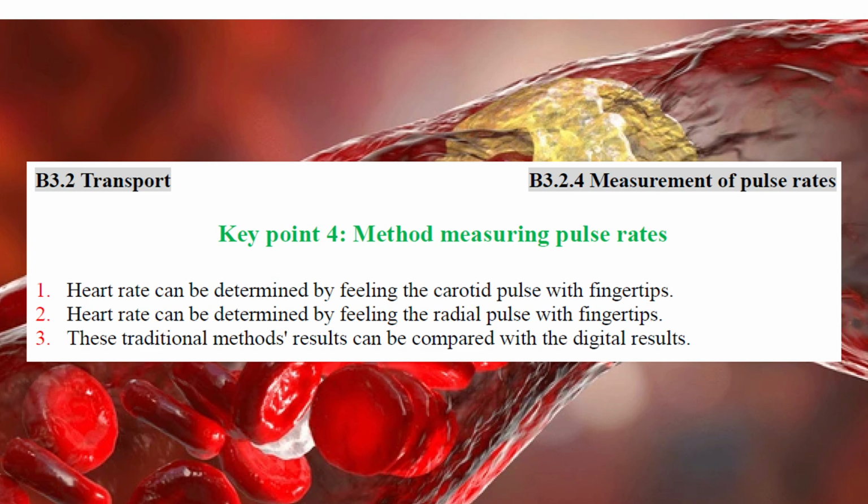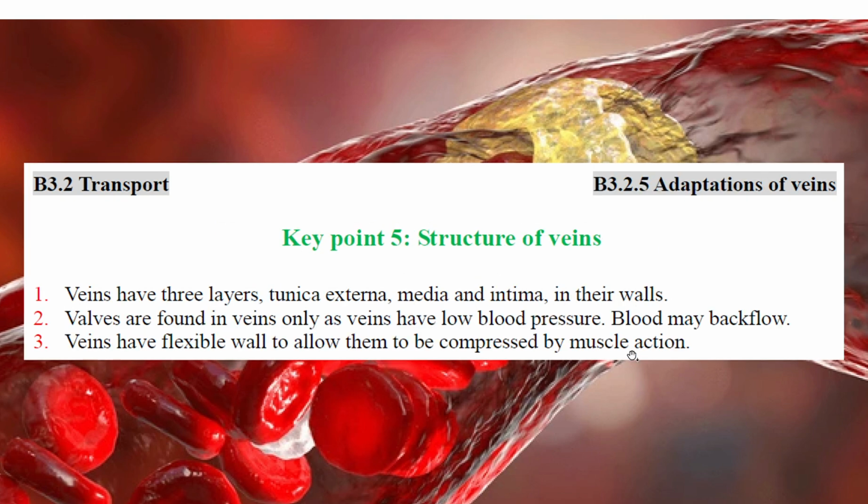And the method of measuring the pulse rate: in the old days you could measure it by feeling the carotid pulse and the radial pulse. The radial pulse is on the wrist, and the carotid is on the neck. This is quite accurate, but they are sometimes different, so you have to compare it with the digital result. Sometimes we use the digital way and these two ways. But now in modern hospitals, of course, we use the digital way, which is easier to record the data.